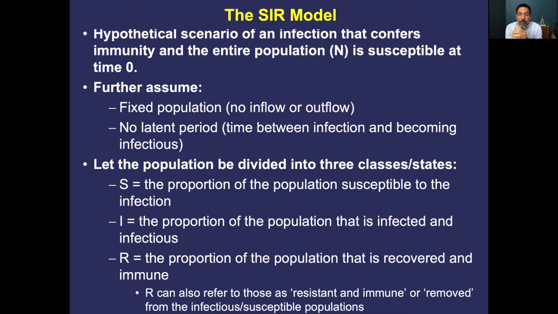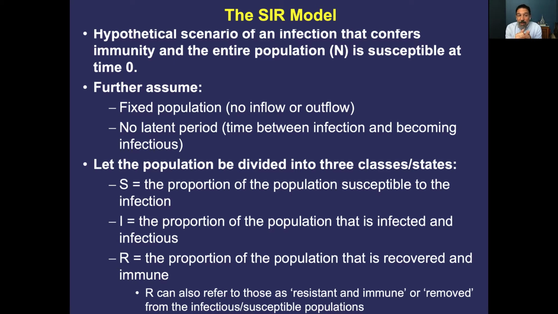Other important assumptions of the SIR model include that the population is fixed, so there aren't people coming in or out of the population, and that there's no latent period between becoming infected and being infectious. In the SIR model, all infected persons are infectious from the time they're infected to the time that they're recovered or removed from the population.